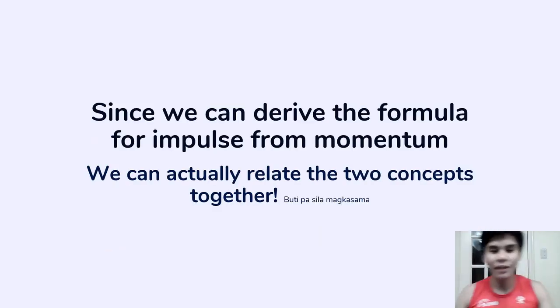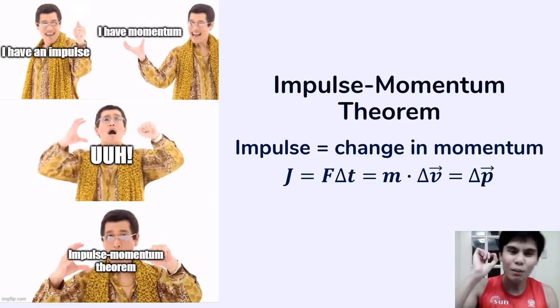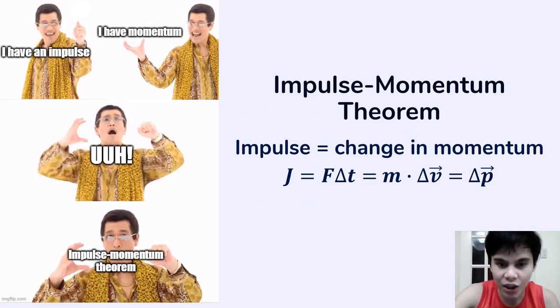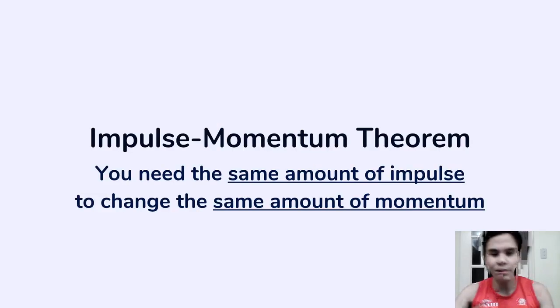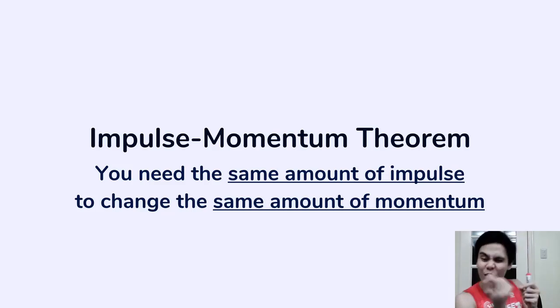Save your neck. Since we can derive the formula for impulse from momentum, we can actually relate the two concepts together. Okay? And that gives us our impulse-momentum theory. If you have impulse, you have momentum, you put them together, and we get this relationship. Your impulse is actually equal to the formula for momentum. Alright? So once again, they are actually equal to each other. Your impulse is equal to the change in momentum. Okay? Because impulse changes momentum. Alright? Again, you need the same amount of impulse to change the same amount of momentum. You can equate them. So again, you can use those two formulas and put an equal sign between them.